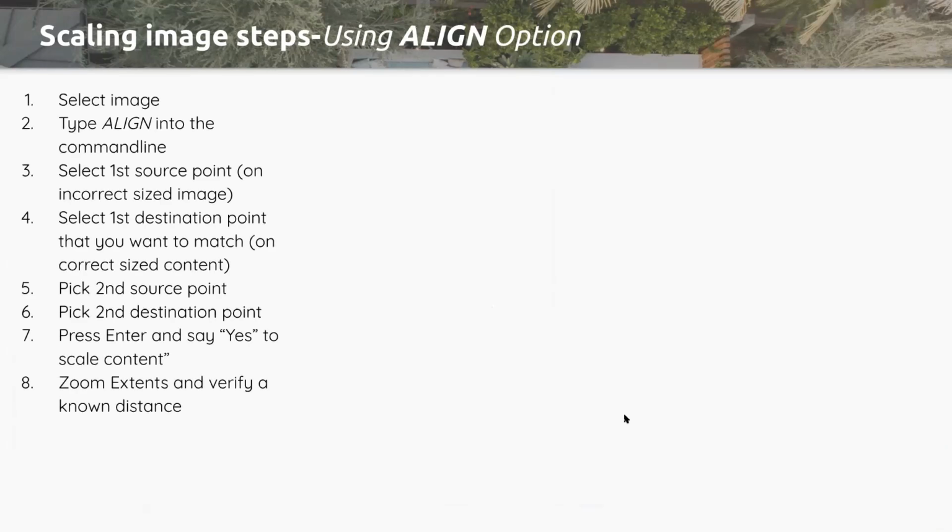Second one is using the align option. This one's a little bit different, and I personally like this for when I have to insert an image and use it in addition to already existing line work. Maybe the line work's already done and I just want to underlay an image. The align command is really powerful for all kinds of other things as well, aligning objects to other objects and that kind of stuff. But specifically using it for images allows you to scale that image and position that image onto the line work itself.